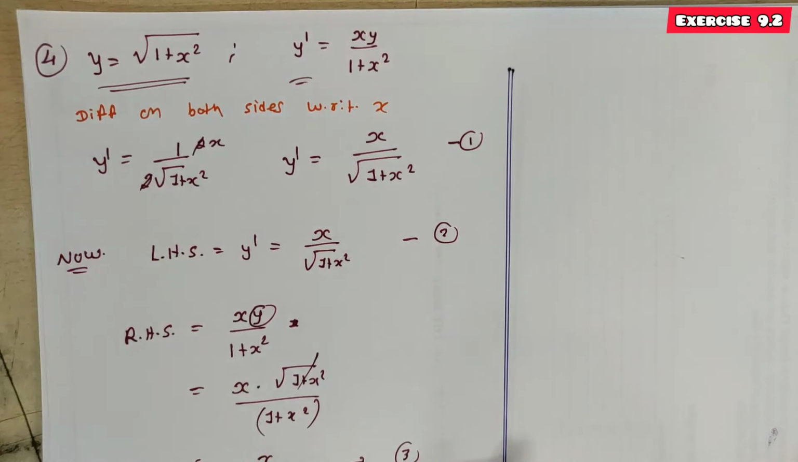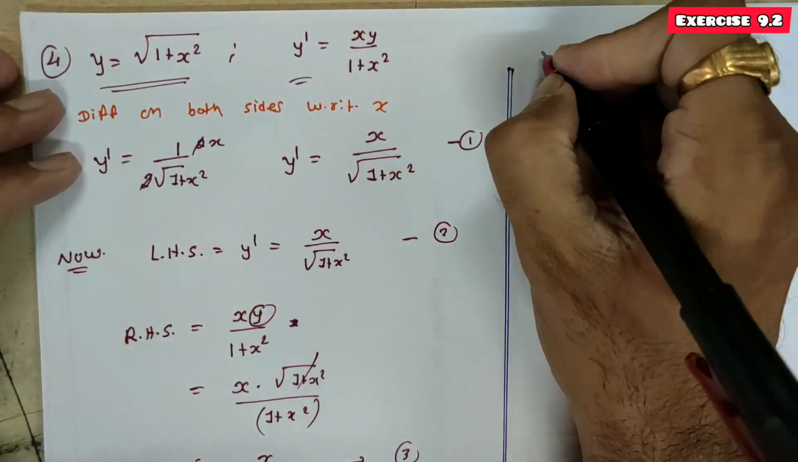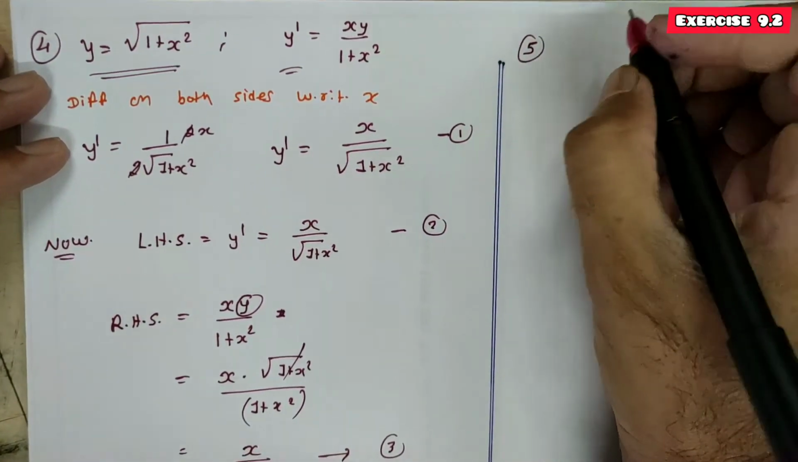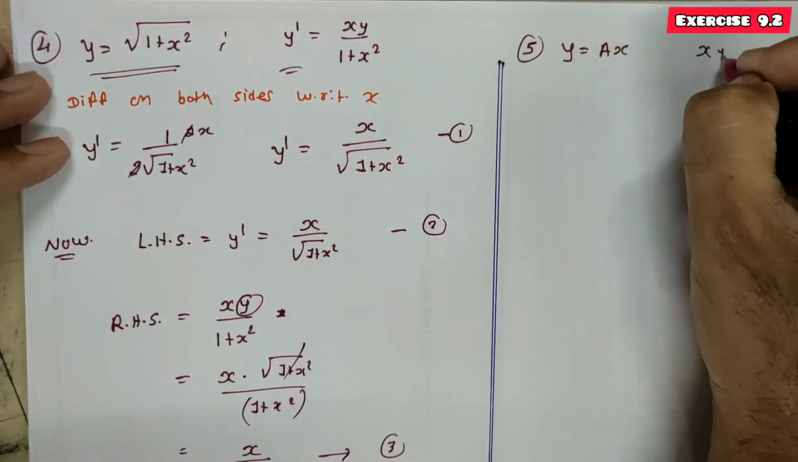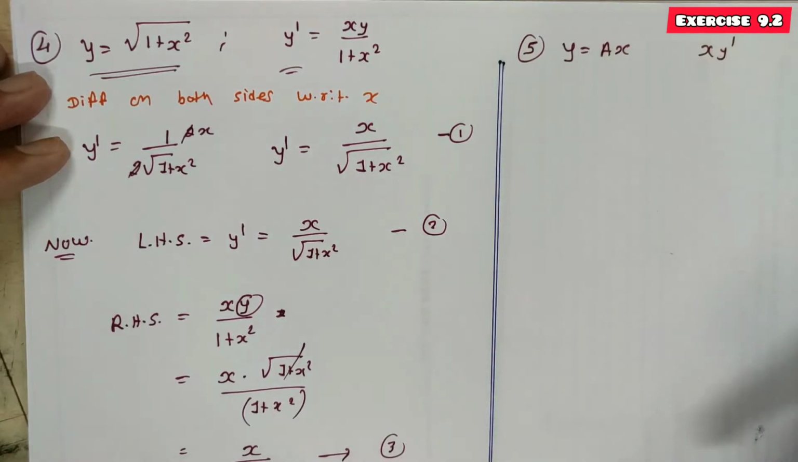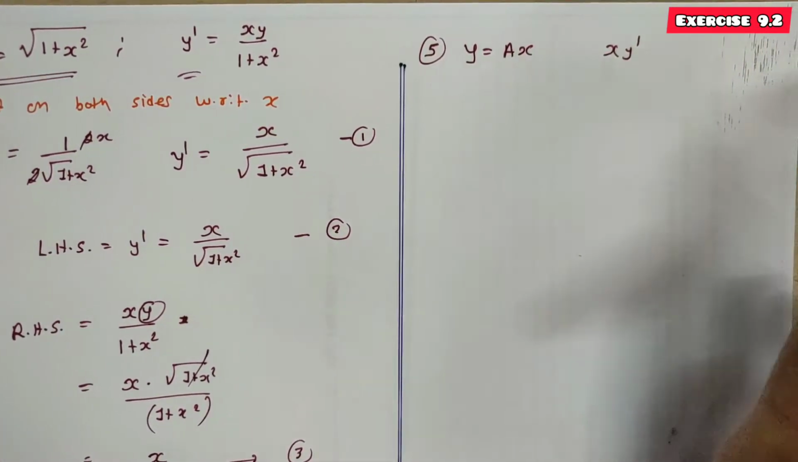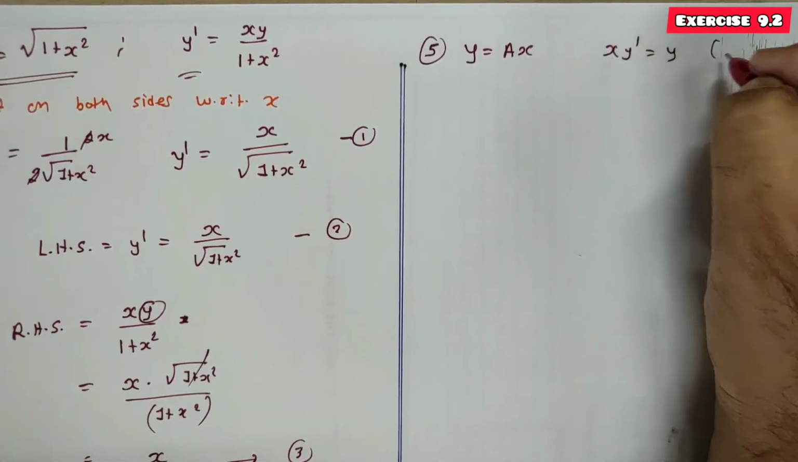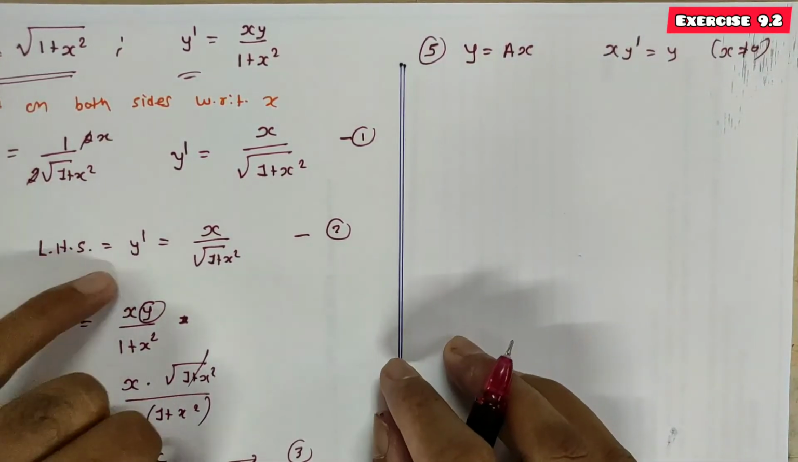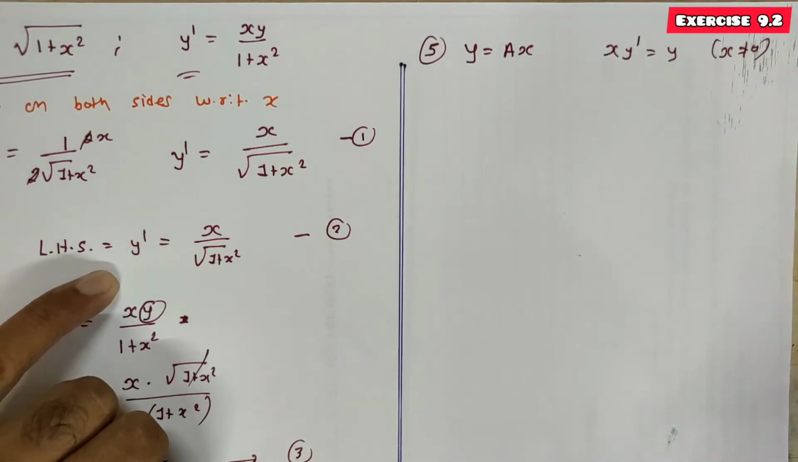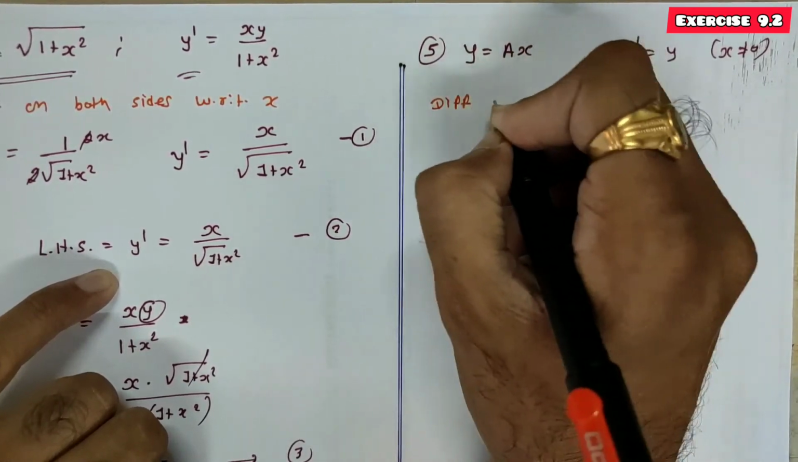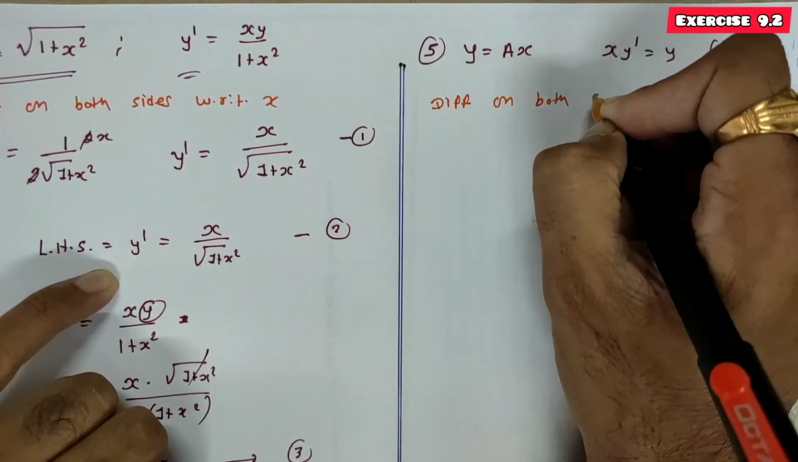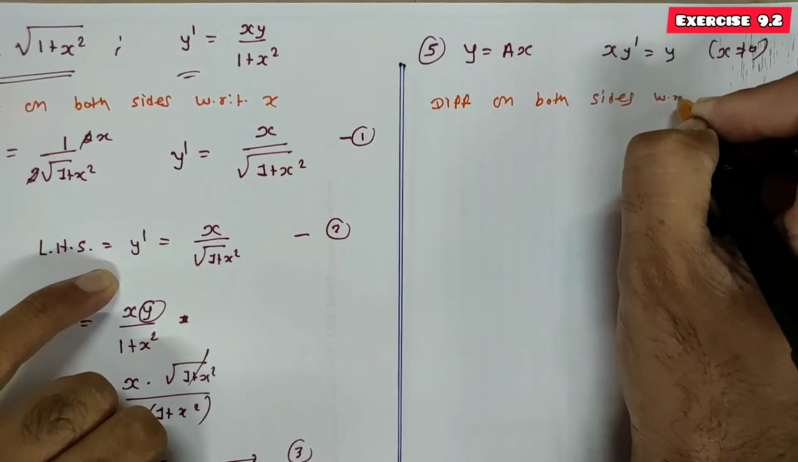So now next question number 5. So here we are given fifth question, y equal to ax. We have to check whether this is the solution of the differential equation xy dash equal to y. So here again xy dash equal to y is there. So we have to take the differentiation of this y. So taking differentiation, differentiate on both sides with respect to x.